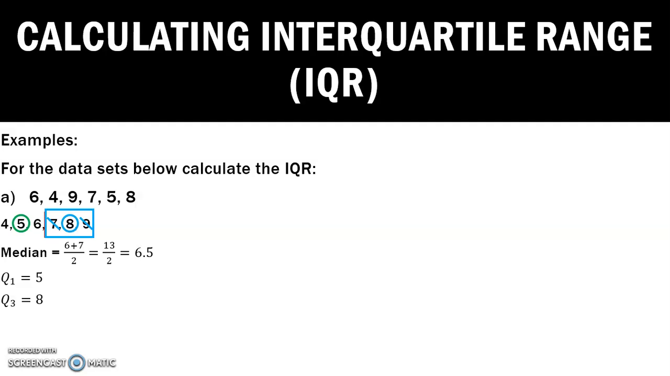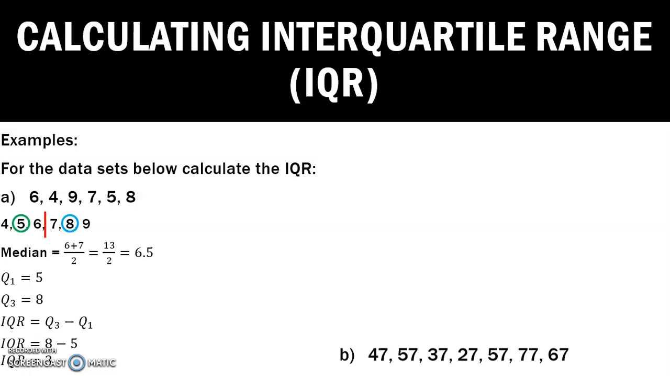We then work out our interquartile range by going IQR equals Q3 minus Q1, which is IQR equals 8 minus 5, so our interquartile range equals 3.